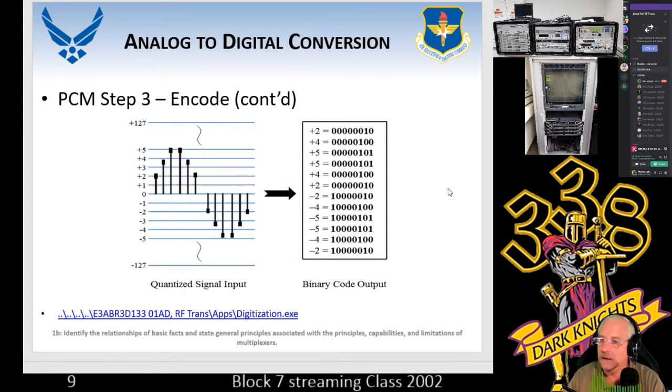So now we've completed the 3 steps. You got sampling, you got quantizing, and you have encoding.